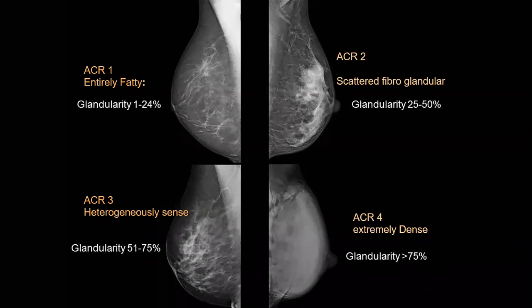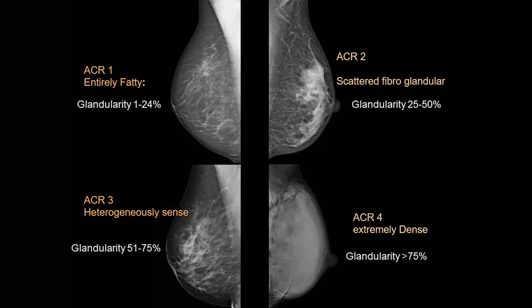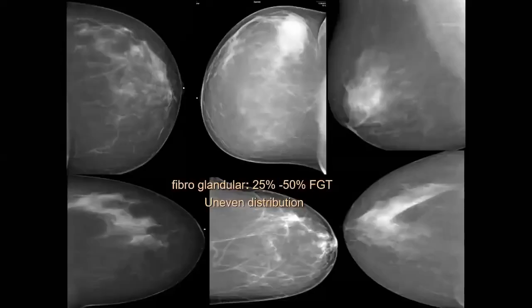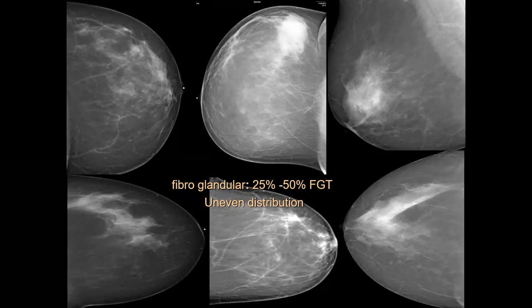And when it is 50 to 75%, it was described as heterogeneously dense, or SER3. And if it is more than that, it will be extremely dense, or SER4. At that time, these are my cases. The reason I brought these cases is that it was difficult for me to apply certain SER breast density categories to some of them.